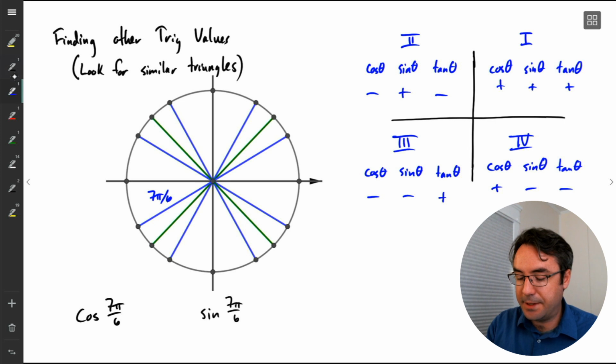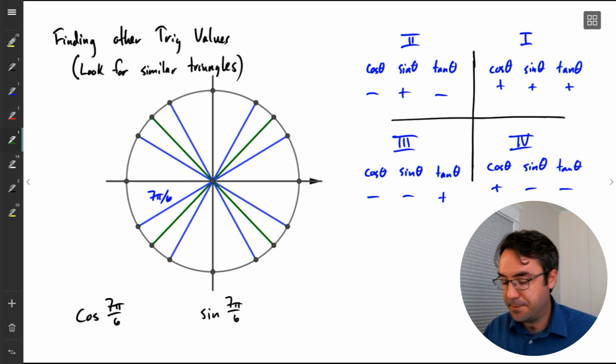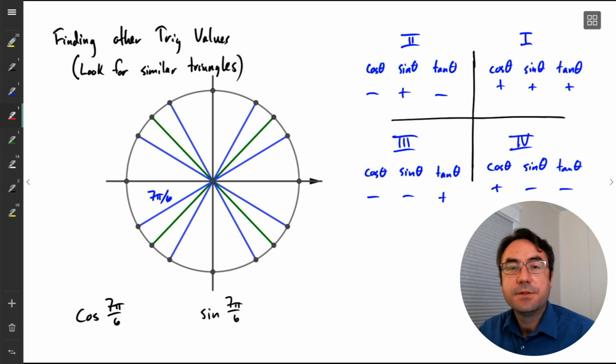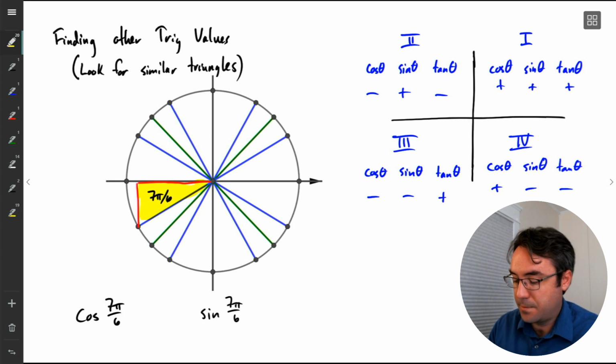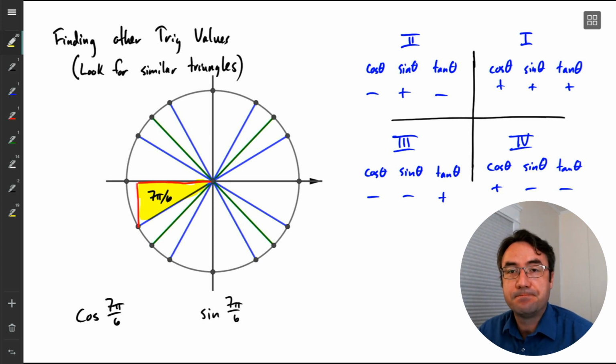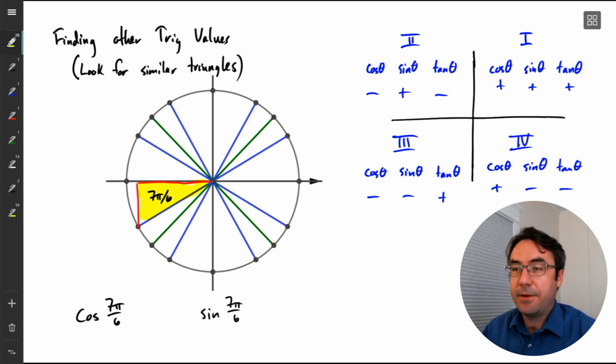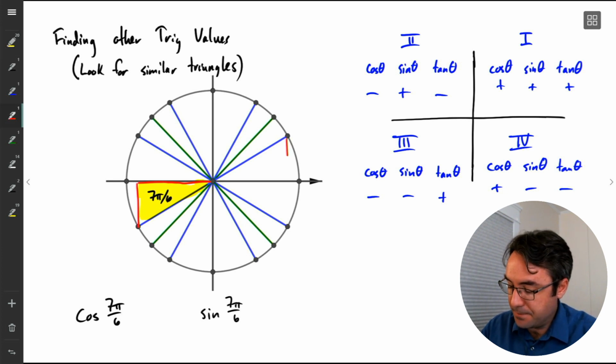Well, we really want to identify the similar triangle. So let's form a triangle here. We're really looking at this little triangle. And we want to find which right triangle from the first quadrant would match up with this one. And that would be right here.